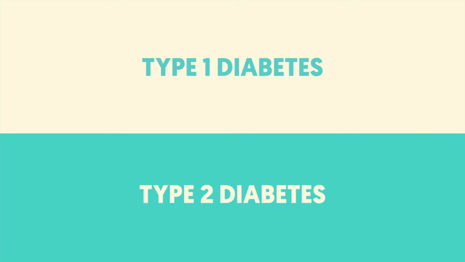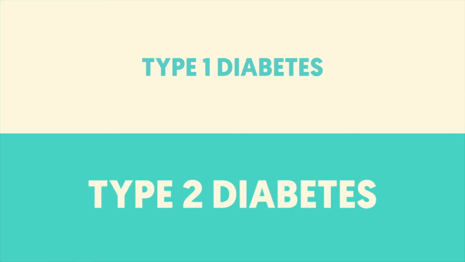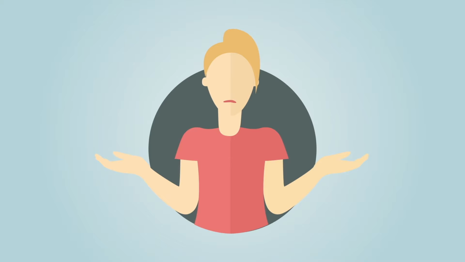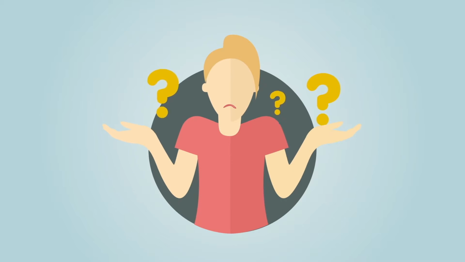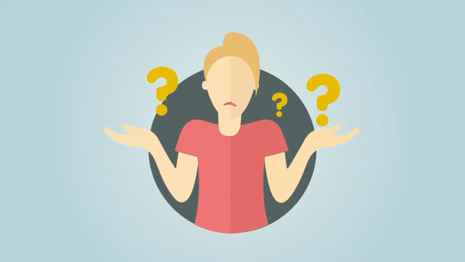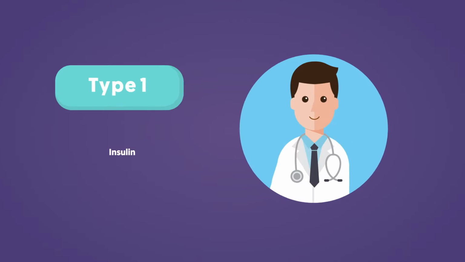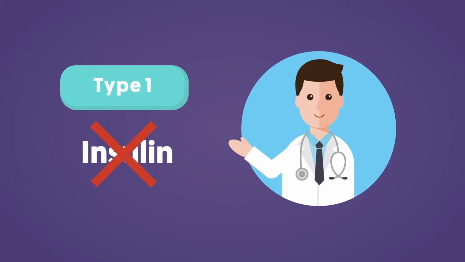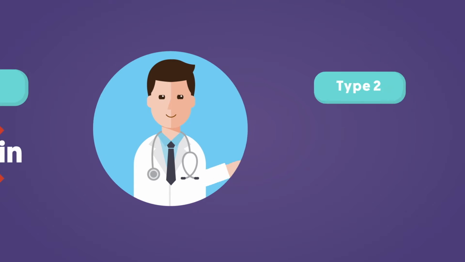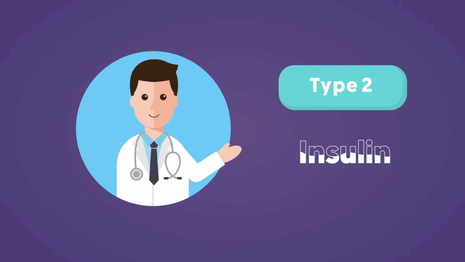Now, we'll do a quick overview of the main types of diabetes you might encounter in your role as SRS staff: Type 1 diabetes and Type 2 diabetes. So to begin, what is the difference between the two types and why is this important? In Type 1 diabetes, the body is unable to produce any insulin, while in Type 2 diabetes, either there isn't enough insulin or it isn't working properly.